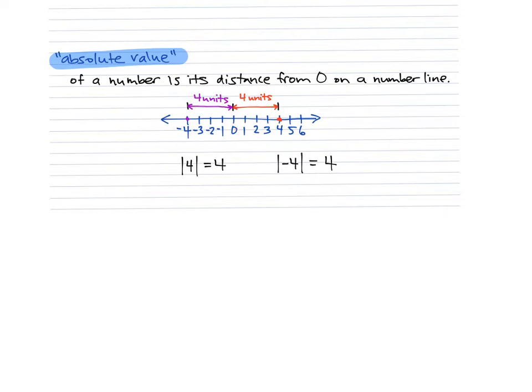So here, if you have the absolute value of 4, that's 4 units from 0: 1, 2, 3, 4. The distance is 4. If you have negative 4, the absolute value of that is also 4 units from 0: 1, 2, 3, 4. So the absolute value just takes a negative number and makes it positive.